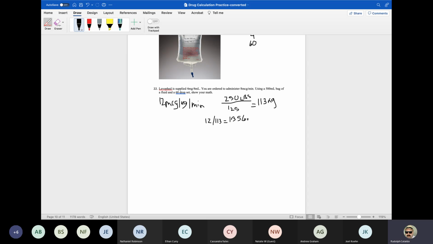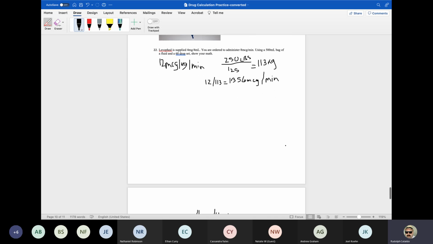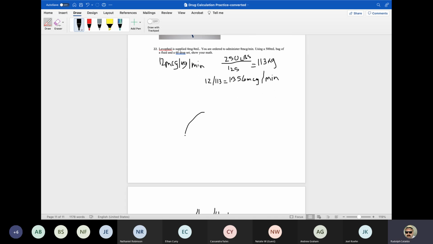Okay, so that becomes 1356 micrograms per minute. So dopamine, I'll be honest with you guys, is always supplied. Your concentration will always be the same with dopamine. 1600 will always be at top because dopamine is always 1600 micrograms per ml.